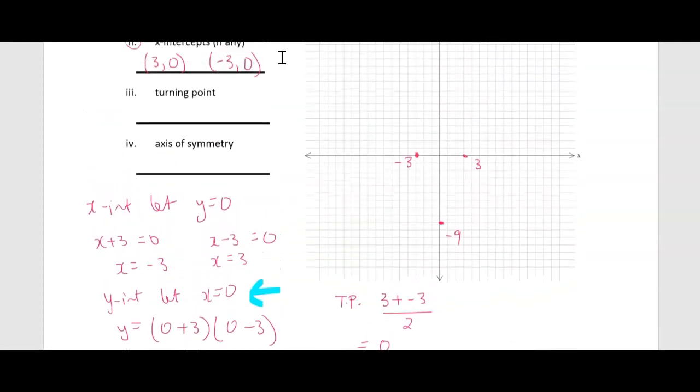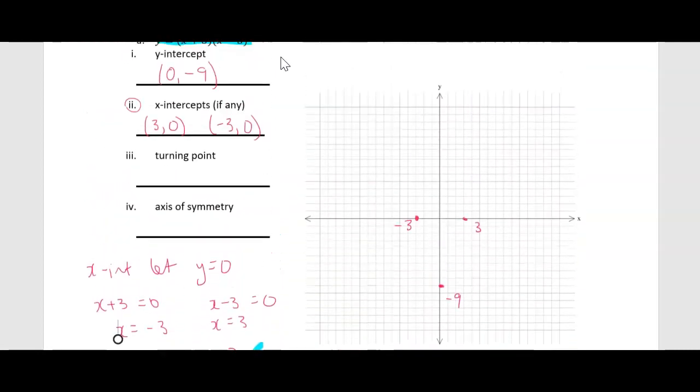All right, so let's go back up here. So your turning point is also at 0, -9. And your axis of symmetry is splitting your parabola in half, so it's symmetrical on both sides, and that's along the line x equals 0. So whatever the x coordinate of the turning point is, that's going to be your axis of symmetry.